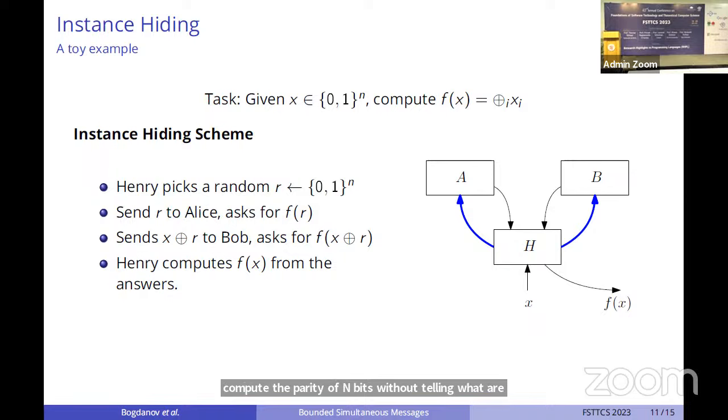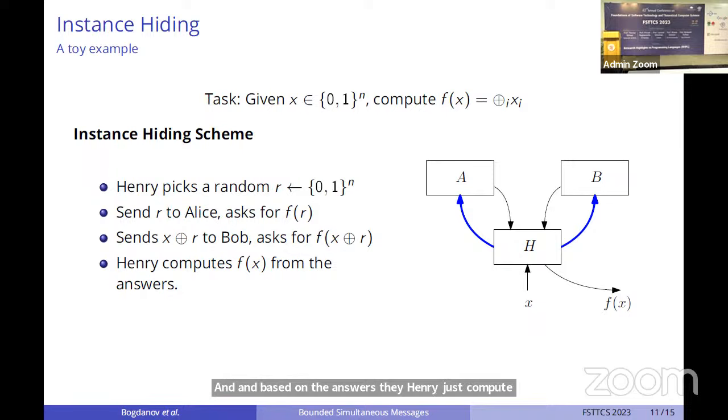Okay, so here is one strategy to do this. What Henry does is Henry has access to some private randomness. Henry picks a random n-bit string r and asks Alice for f of r. And Henry computes x ⊕ r, which is just the bitwise XOR of x and r, and asks Bob for f of x ⊕ r. And based on the answers, Henry just computes f of x.